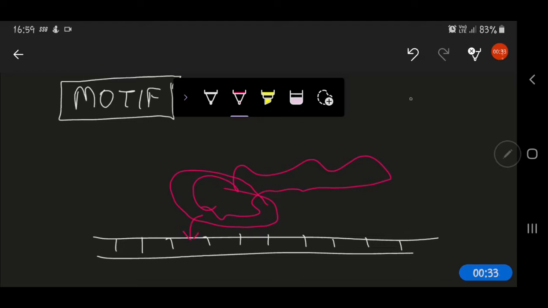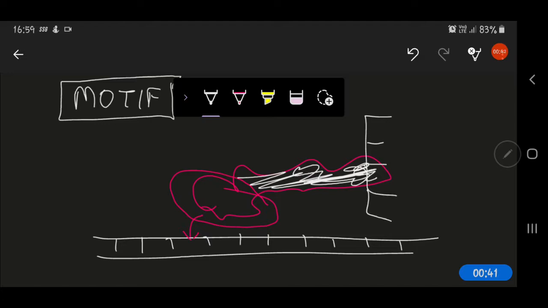The remaining part of the protein, like this one, may act for several functions which we will discuss in just a minute. So now you are clear that this is the definition in Harper: a motif is that part of a protein that makes direct contact with the DNA.